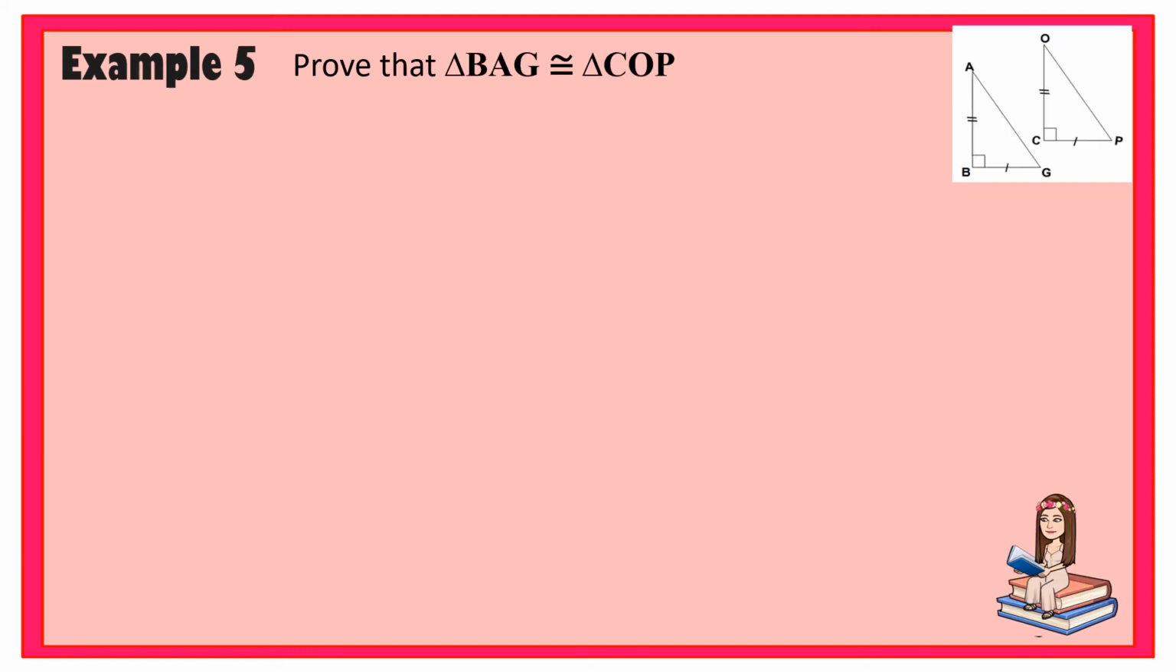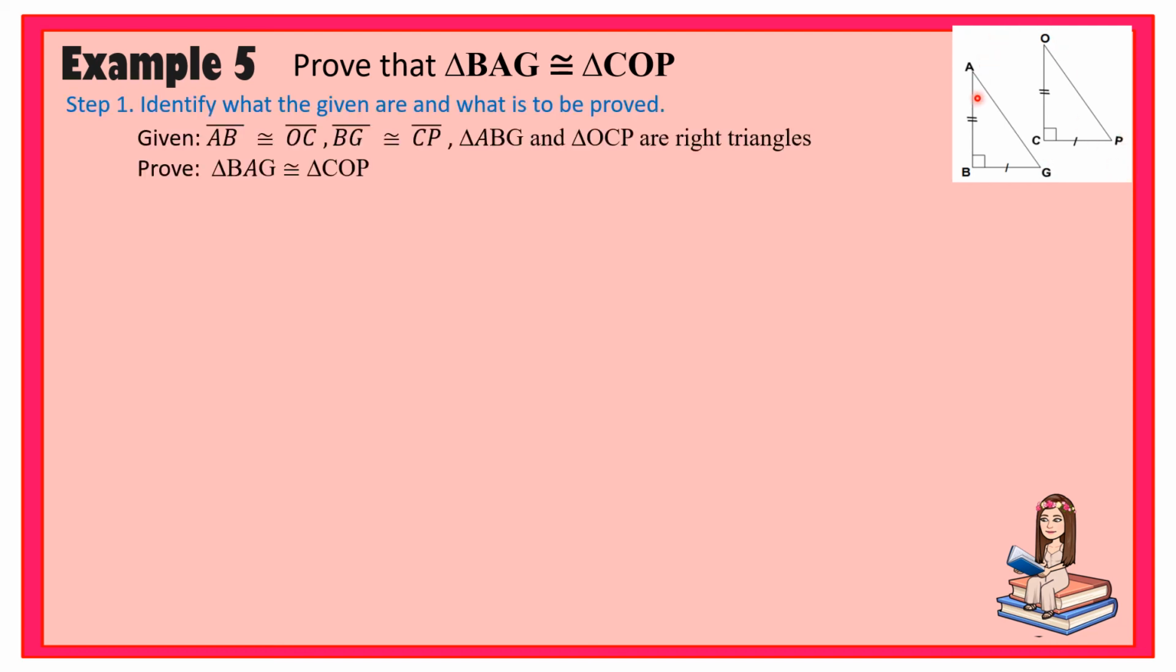Let us now proceed with example number 5. Prove that triangle BAG is congruent to triangle COP. So let's start with a given. So ang given natin, AB is congruent to OC. Also, BG is congruent to CP. Triangle ABG and triangle OCP are right triangles. Paano nasabing right triangle? Meron silang right angle. And we have to prove that triangle BAG is congruent to triangle COP.